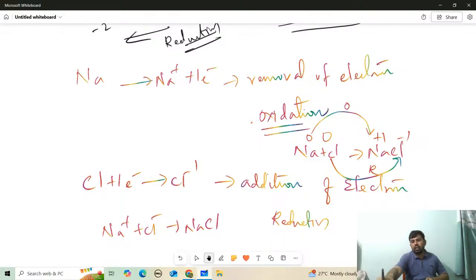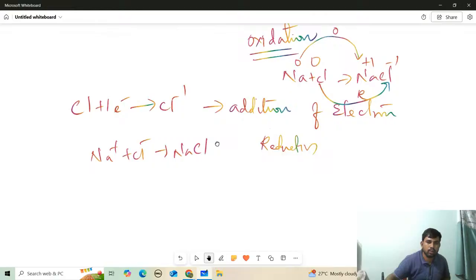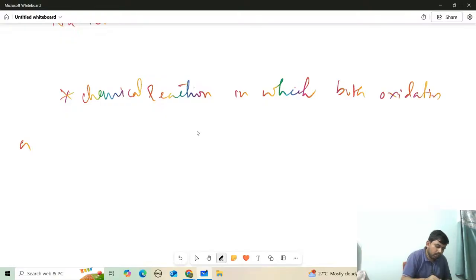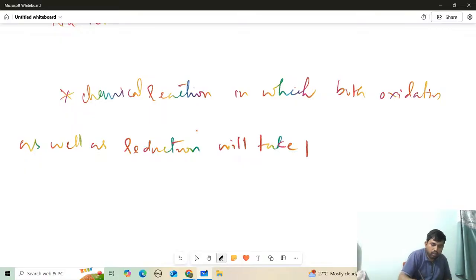After knowing this reduction and oxidation process, there is something called a redox reaction. So what do you mean by redox reaction? It is nothing but a chemical reaction in which both oxidation as well as reduction take place.